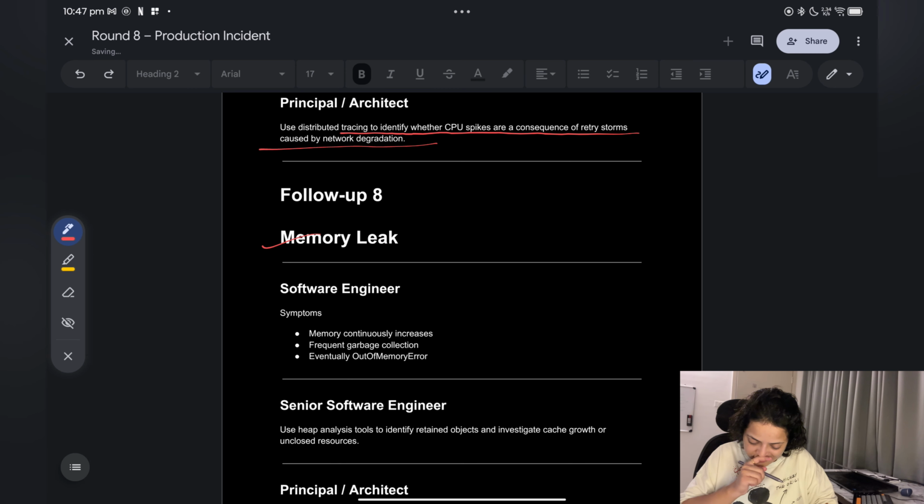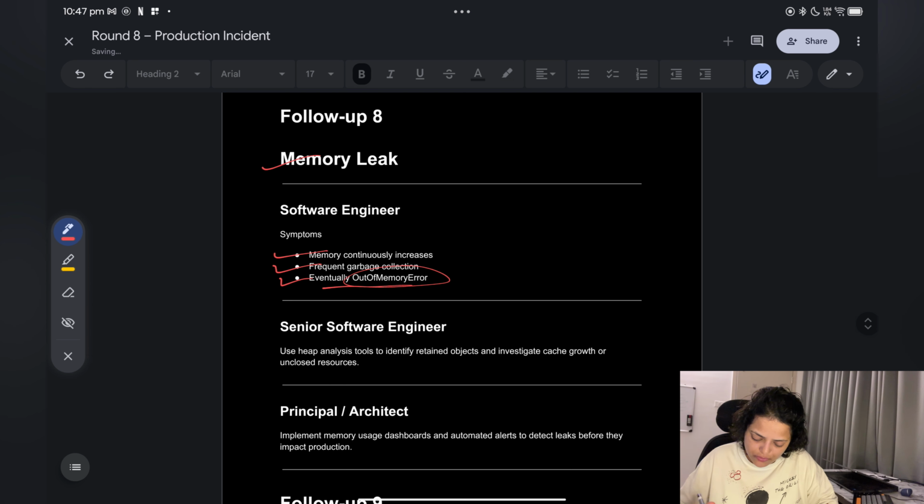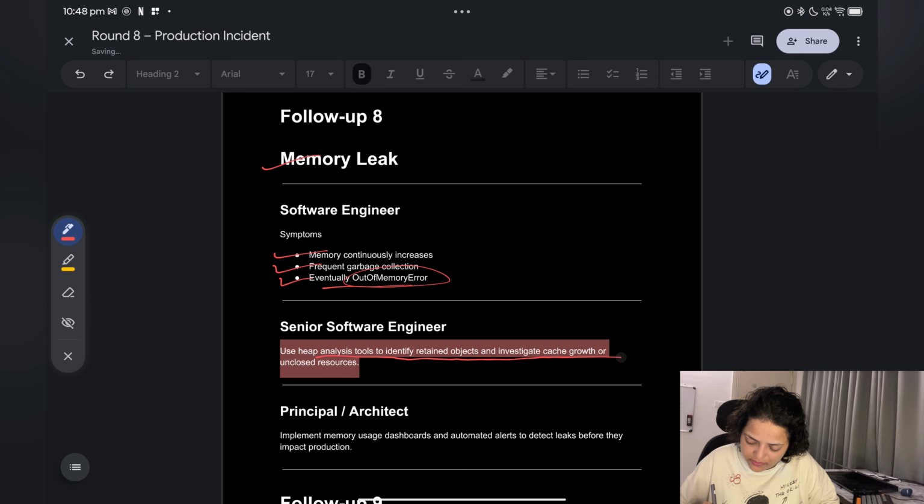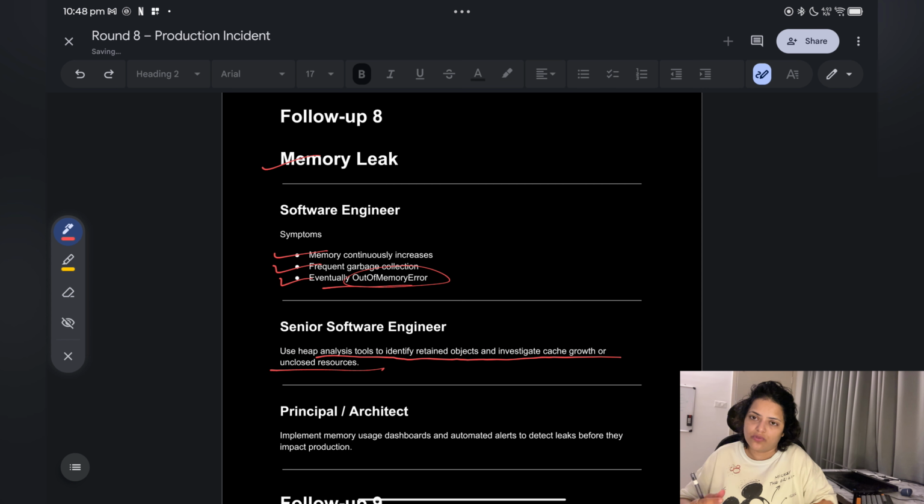Follow-up question 8 is related to memory leak. The software engineer will check the symptoms of a memory leak. What symptoms are there? Let's say memory is continuously increasing, or frequent garbage collection is happening, or eventually he will get an out of memory error. The senior software engineer will use a heap analysis tool to identify retained objects and investigate cache growth or unclosed resources. Let's say a few objects are retained and not getting freed.